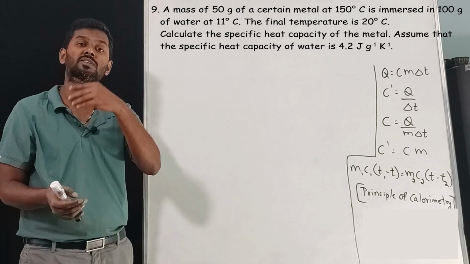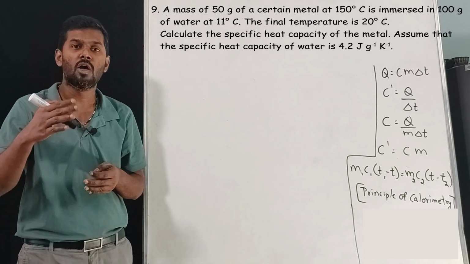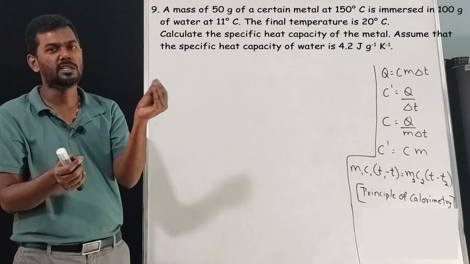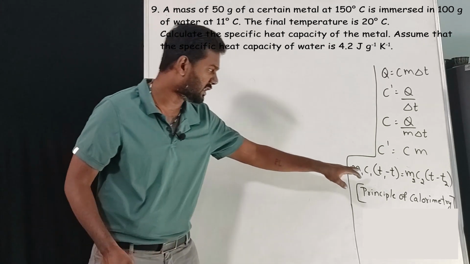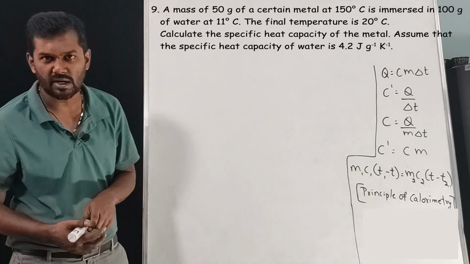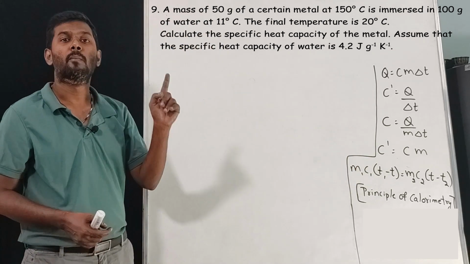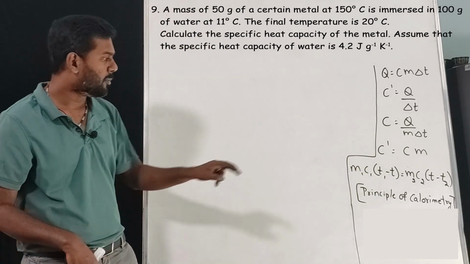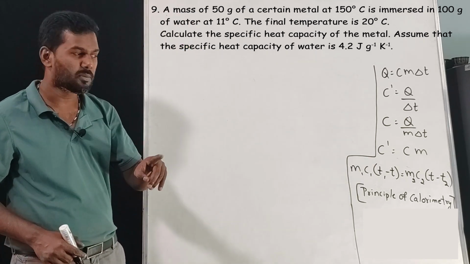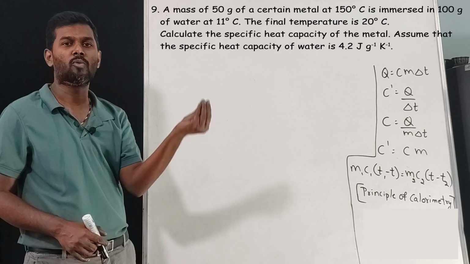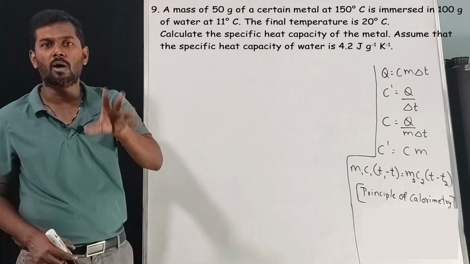Hot water is considered as one object, cold water is considered as one more object. When one object is immersed or poured in another object, then we are going to use this formula. This method is called the method of mixtures or principle of calorimetry. Principle of calorimetry is nothing but when you immerse or pour one object into one more object.